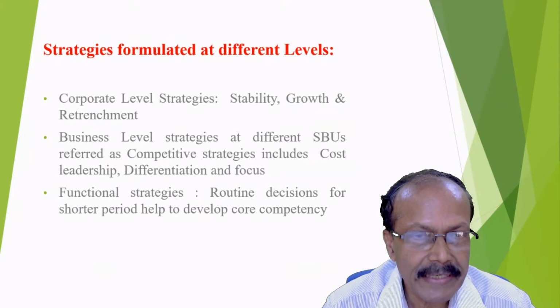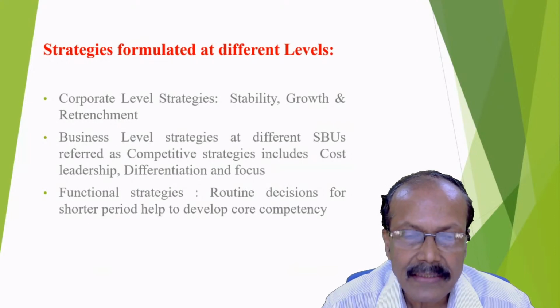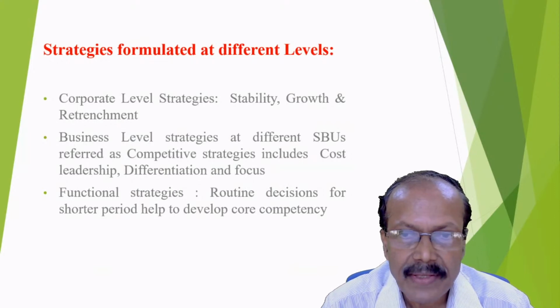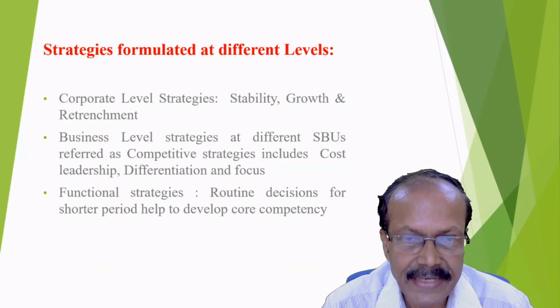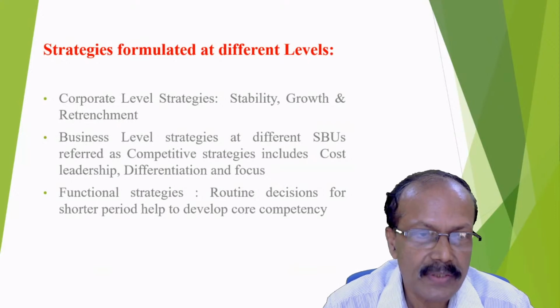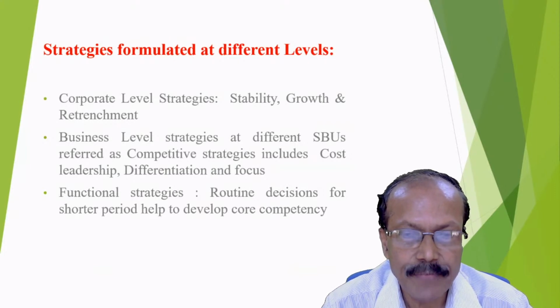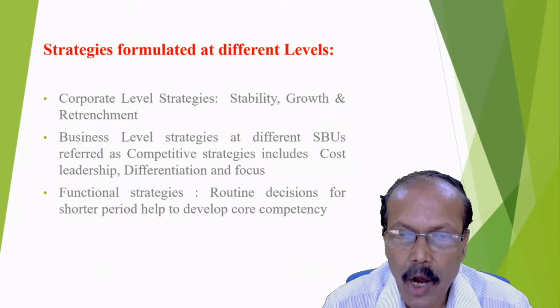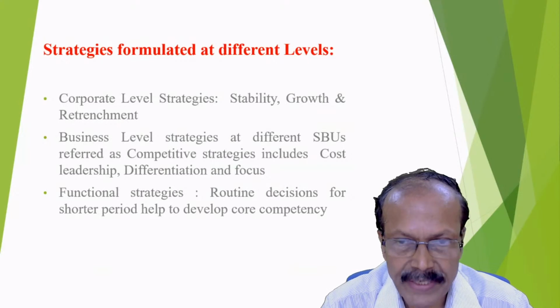Next to the corporate level strategy is the business level strategies. Here they would like to know the functioning of the strategic business unit, referred to as the competitive strategies, and it includes cases like cost leadership, differentiation, and focus. These are the three options of competitive strategies. The company can opt for any strategy which they find appropriate.